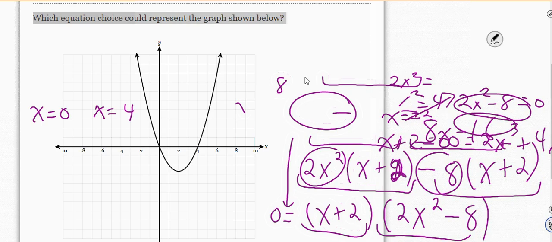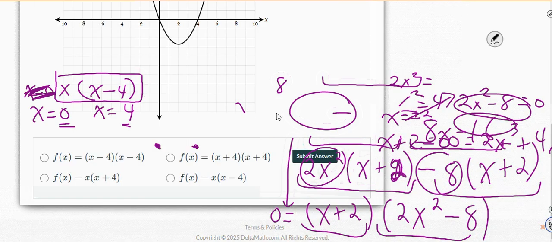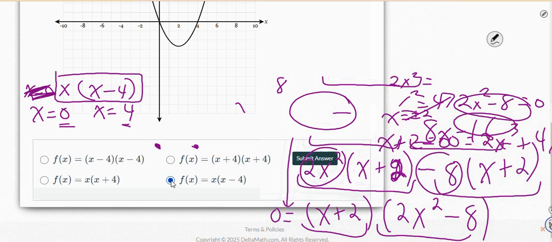Where did that come from, right? This came from x minus 0. This came from x minus 4. Now x minus 0, that's silly. We're just going to write that as just plain old x. So if we set these two things equal to 0, we would get our two zeros that we see here at 0 and at 4. All right, so is that one of our choices? Yep. So we're going to pick this one and get our green check.